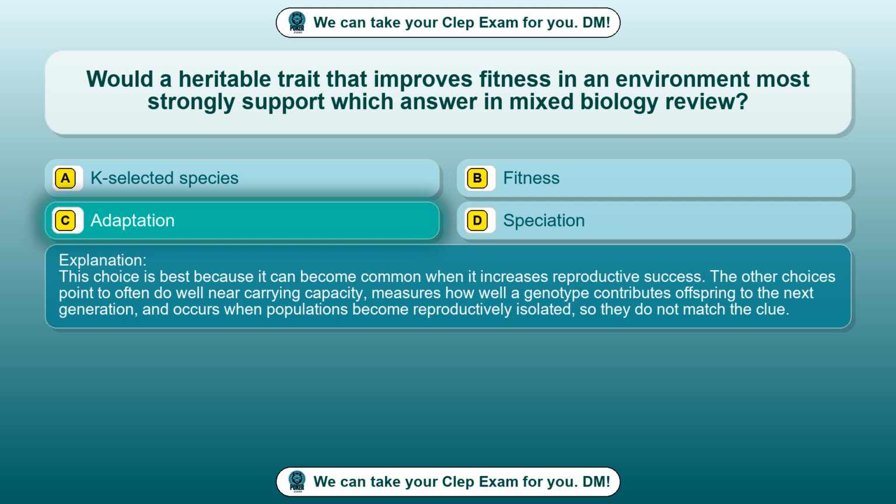This choice is best because it can become common when it increases reproductive success. The other choices point to often do well near carrying capacity, measures how well a genotype contributes offspring to the next generation, and occurs when populations become reproductively isolated, so they do not match the clue.